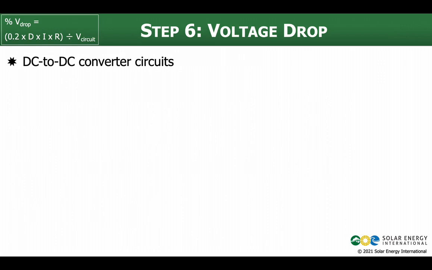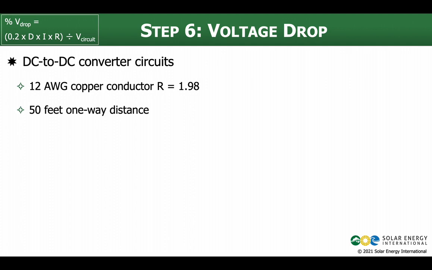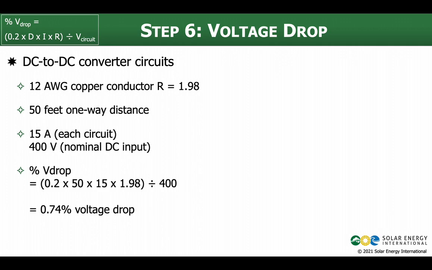Finally, we need to look at voltage drop. The DC to DC converters, we are using 12 AWG conductors. We go to Chapter 9, Table 8, and get a resistance per 1,000 feet of 1.98 ohms. We have a 50-foot one-way distance that's just measured out for this particular system. And we know that each of these circuits is 15 amps. They're run separate, so we're just going to calculate it for one. And they're operating at a nominal DC input to the inverter of 400 volts. We drop our numbers into our calculations to solve for percent voltage drop.